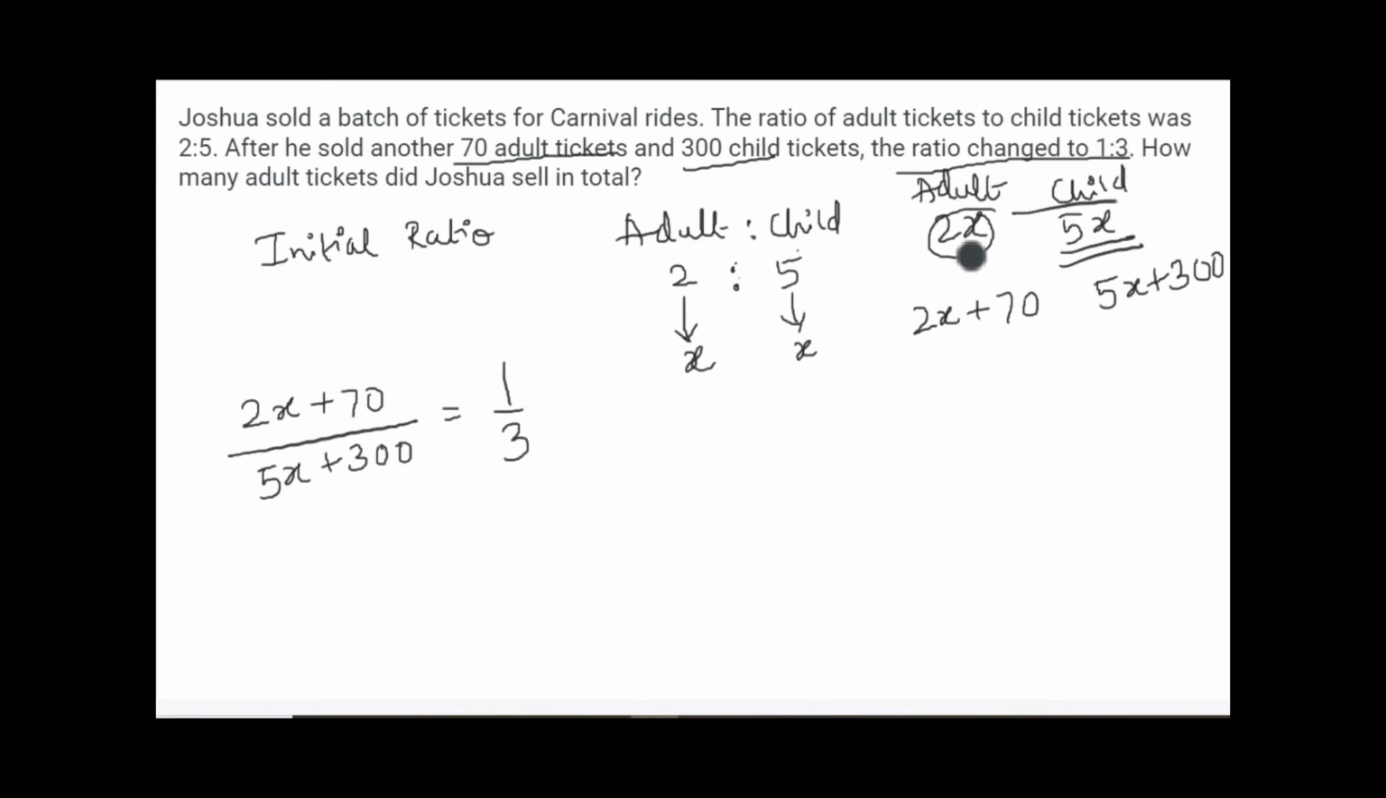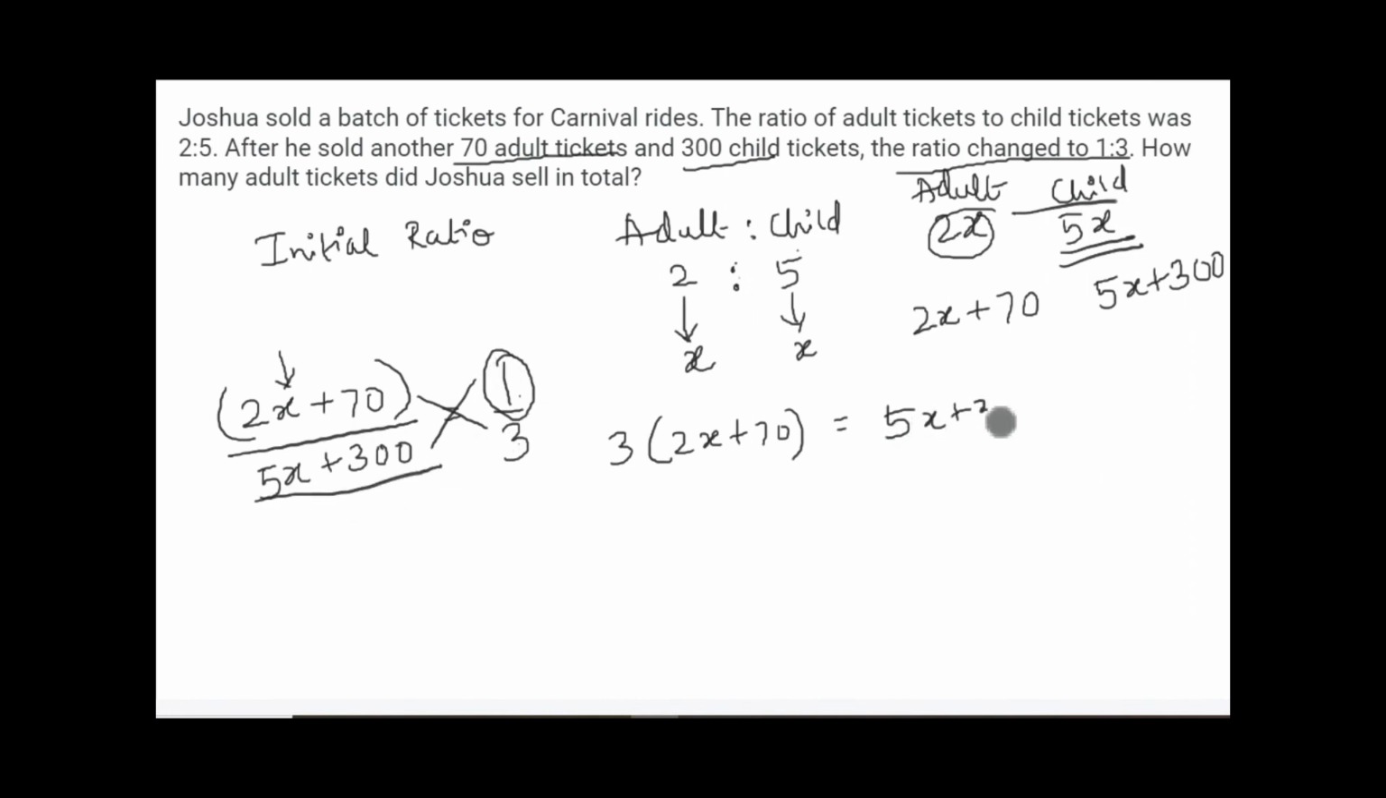Now what we'll do is cross multiply, because we need to find this value of x. Now when you cross multiply, this 3 will multiply this term, so it becomes 3 times (2x plus 70). And here since it's a 1, we'll just have this 5x plus 300 over here. Now use the distributive method. 3 will multiply with 2x as well as it will multiply with 70. So 3 times 2x is 6x, 3 times 70 is 210, equal to 5x plus 300.